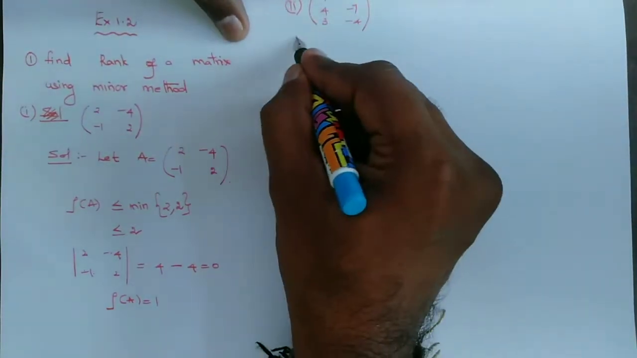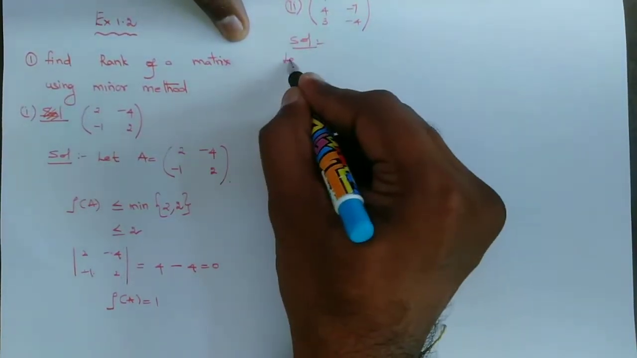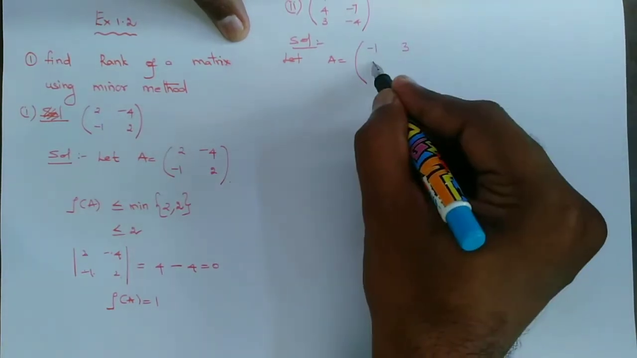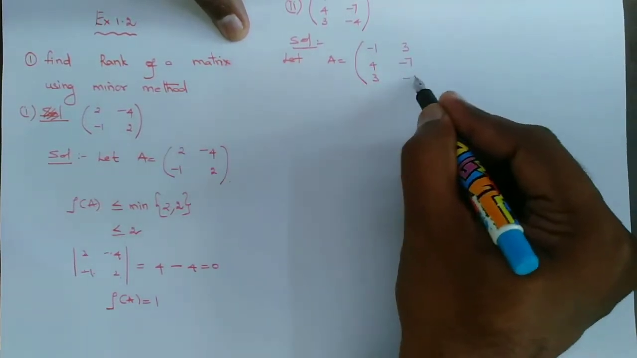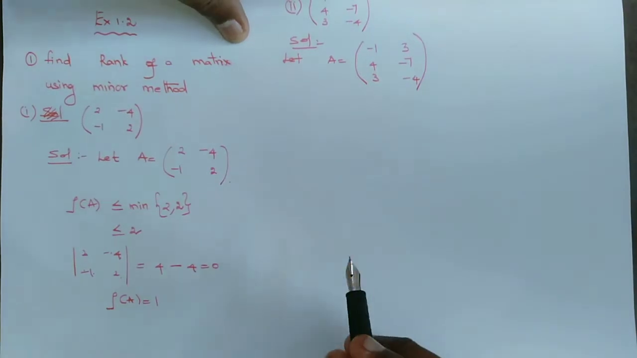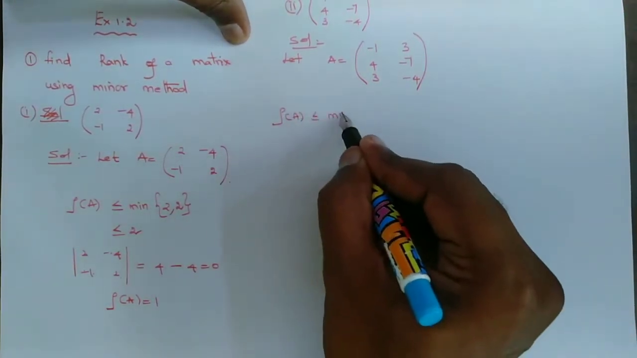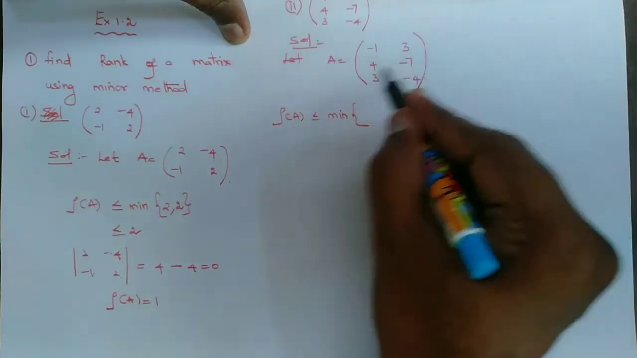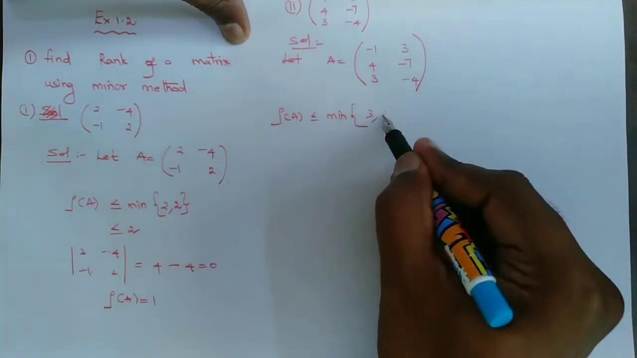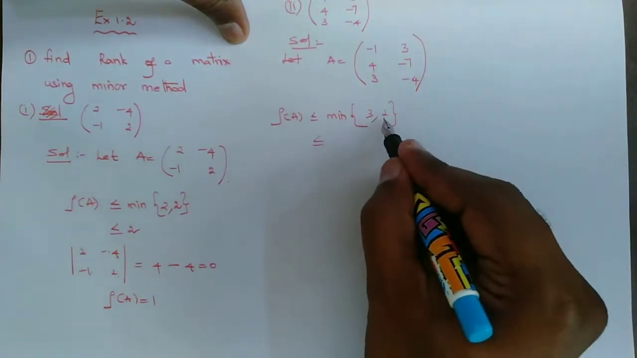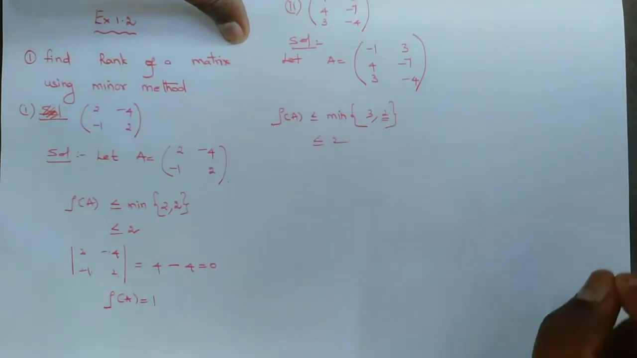Solution. Listen very carefully, students. I will always choose A only. Let A is equal to minus 1, 3, 4, minus 7, 3, minus 4. So rank of A is less than or equal to the minimum of how many rows? 3 rows. How many columns? 2 columns. 3 comma 2. In which one is minimum? 2 is minimum, so write 2. It can be 2 or 1.